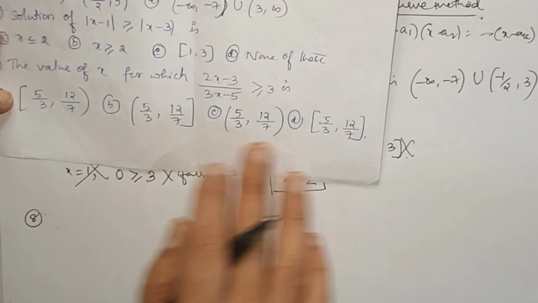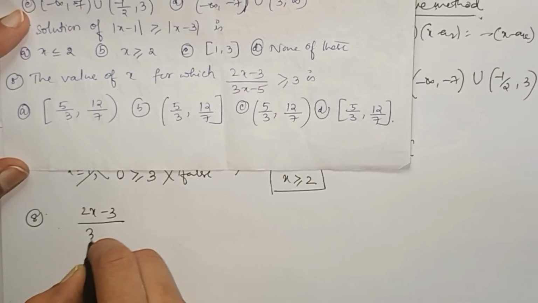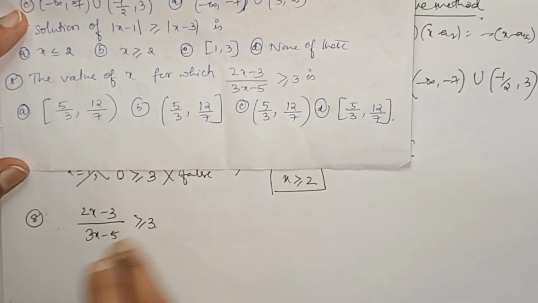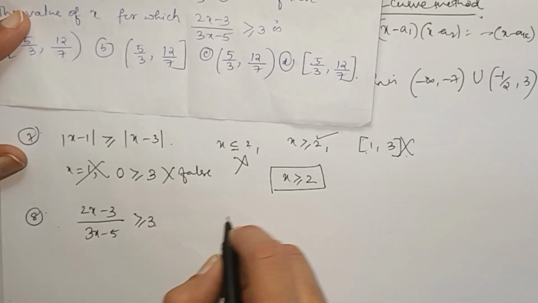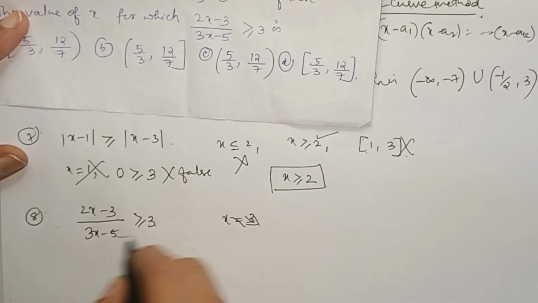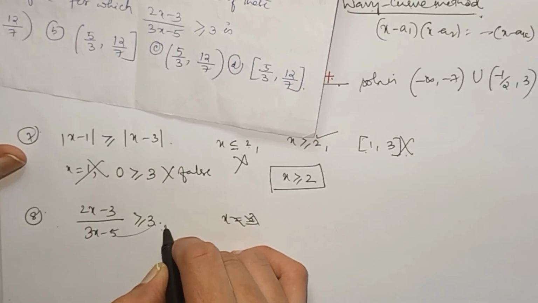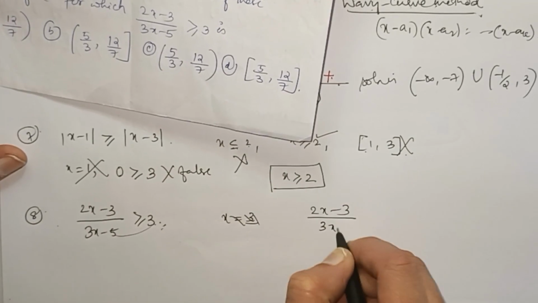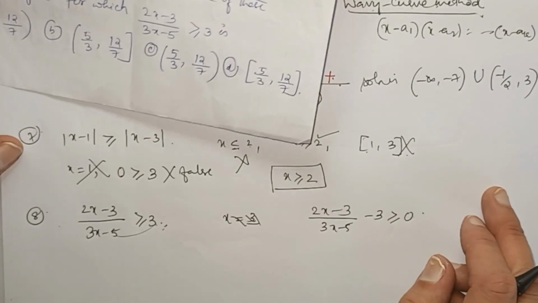Next, eighth question. The value of x for which 2x minus 3 by 3x minus 5 is greater than or equal to 3 is. You have to get the solution of this. You can apply the same wavy curve method for this also. But before applying that, you have to get 0 on the right hand side. So first let us simplify that inequality. Bring that 3 to this side so that you will get 0 here. Then only you can apply wavy curve method, not before that.